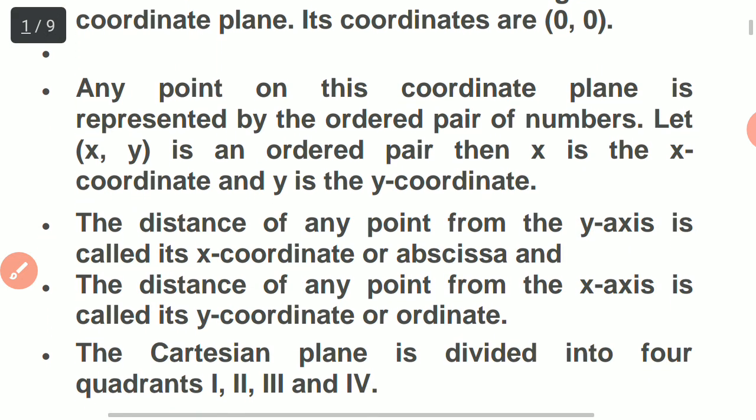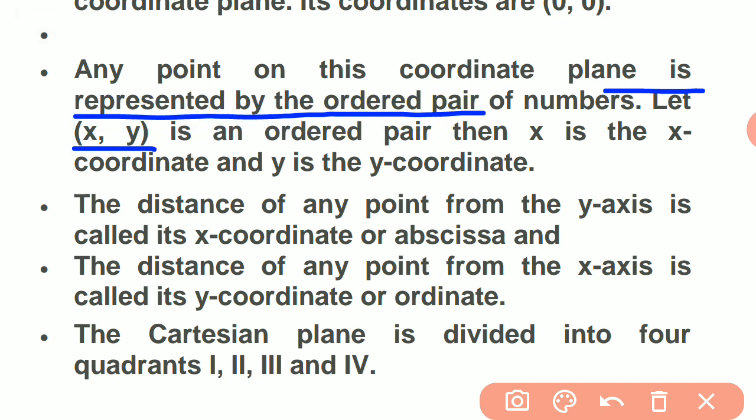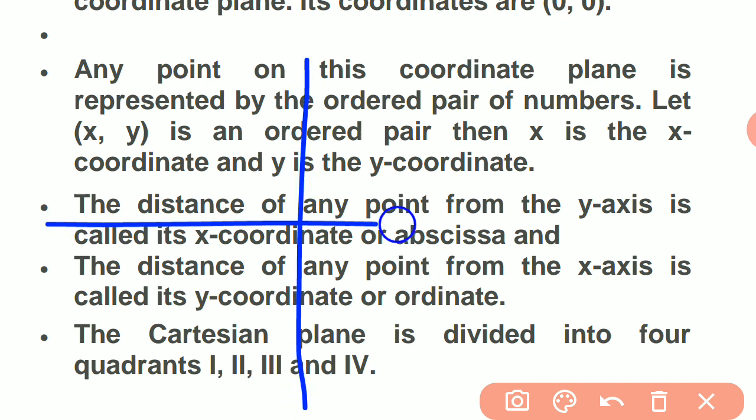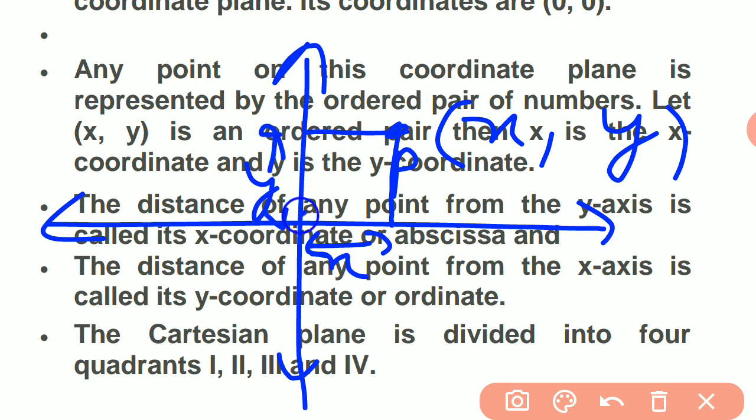Next point: any point on the coordinate plane is represented by an ordered pair of numbers. Let (x, y) be an ordered pair, then x is the x-coordinate and y is the y-coordinate. Suppose this point is P, and these are the x and y axes, and the coordinates of P are x and y. Here x is the distance along the x-axis, and y is the distance along the y-axis.